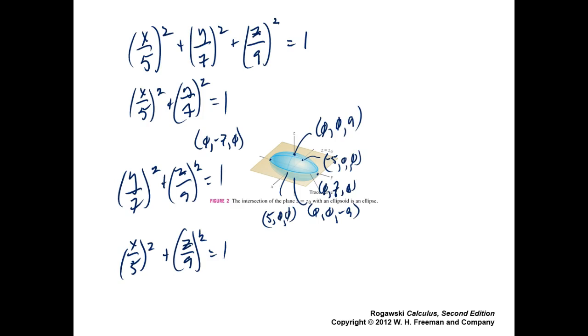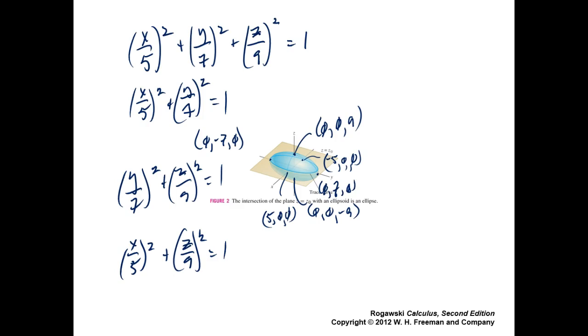But you see, z can't ever be greater than 9, because then that last term is greater than 1. You subtract that from the other side, you have negative, and this is positive, so you can't have it. That's the limit. Okay. All right.